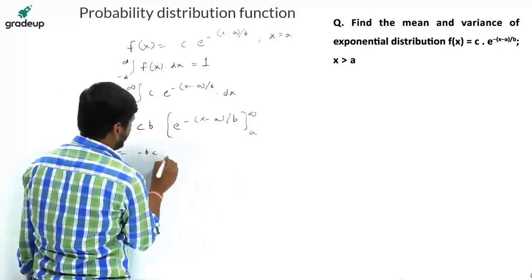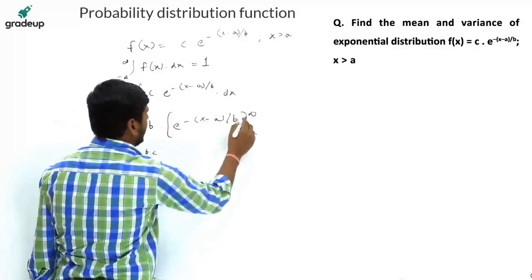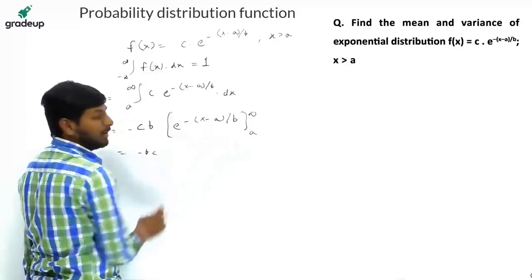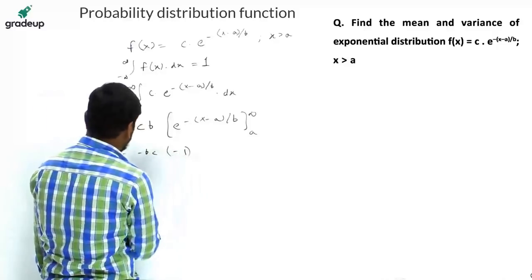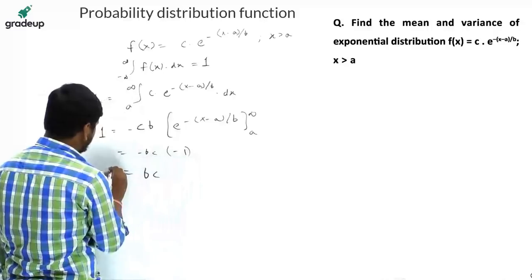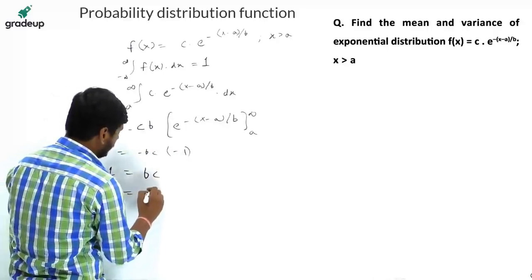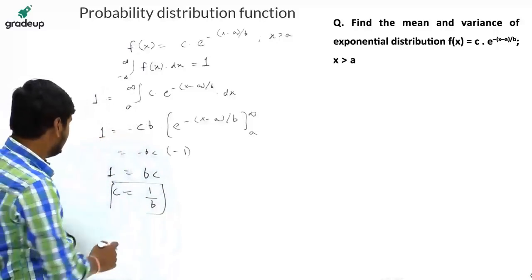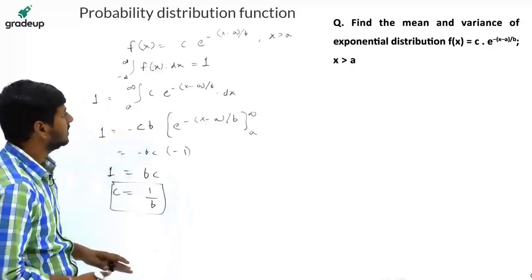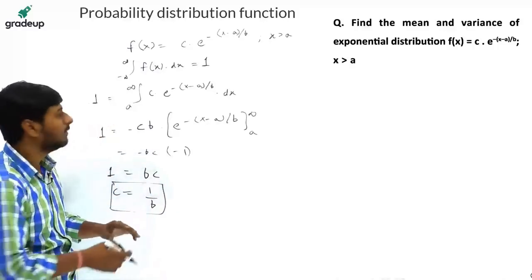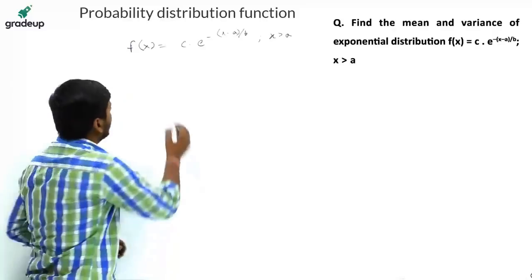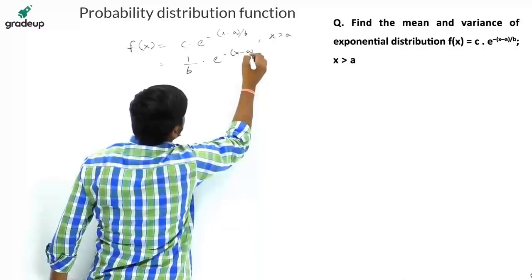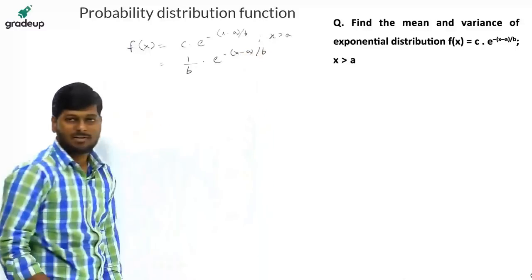Putting the limits, if we put infinity, this is equal to 0, and if we put a, minus a is 0, e to the power 0 is 1, so this is minus 1. So 1 is equal to bc, and c is equal to 1 divided by b. So we get the relation between b and c only. A is independent of all these three. So c is equal to 1 by b, we will put here. So the function we get is 1 divided by b into e to the power minus (x minus a) divided by b. This is the function.